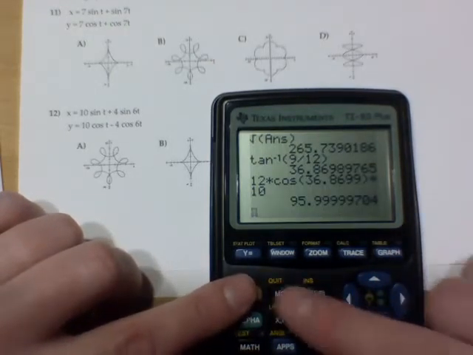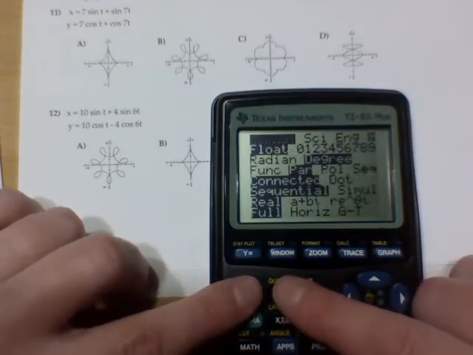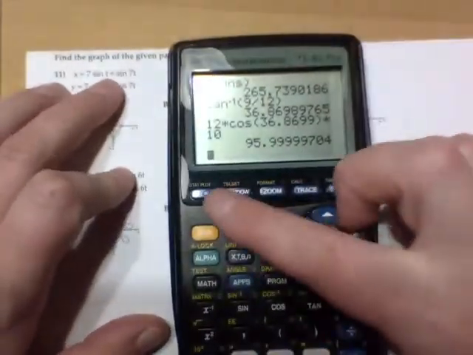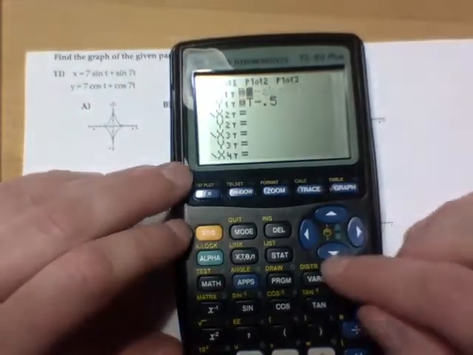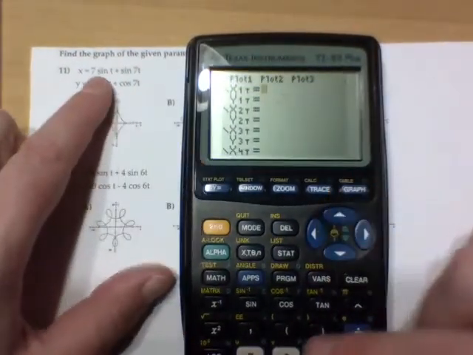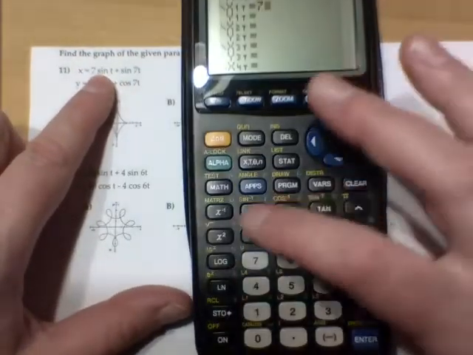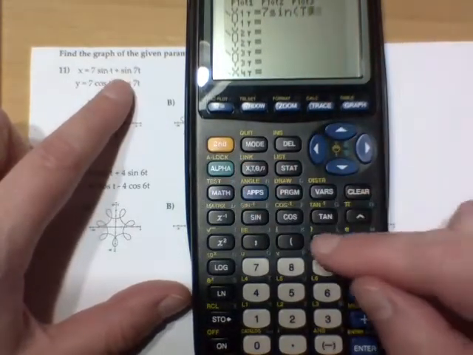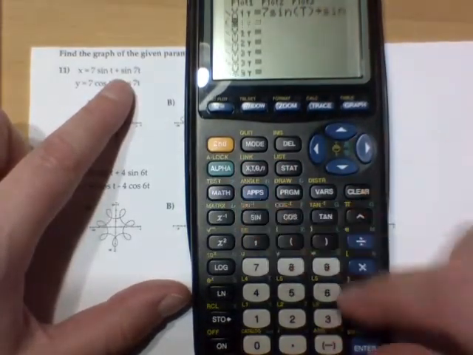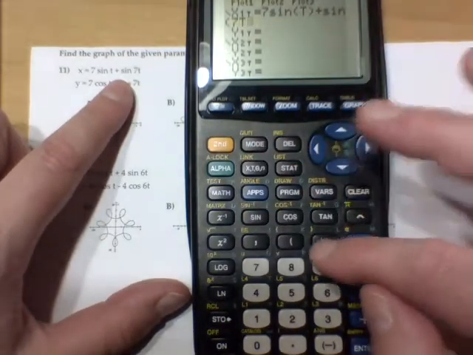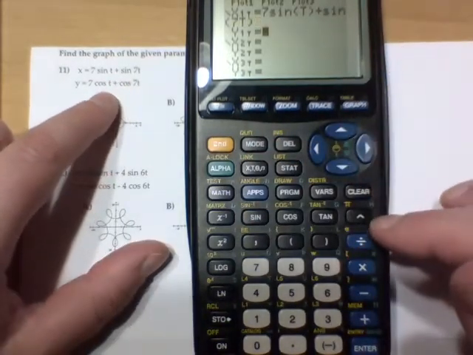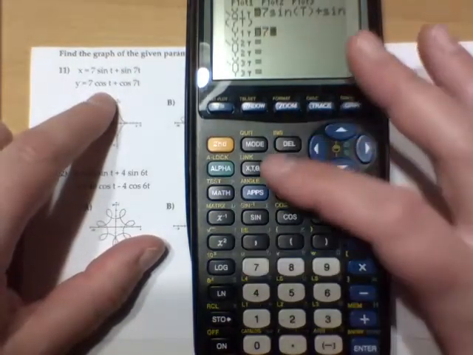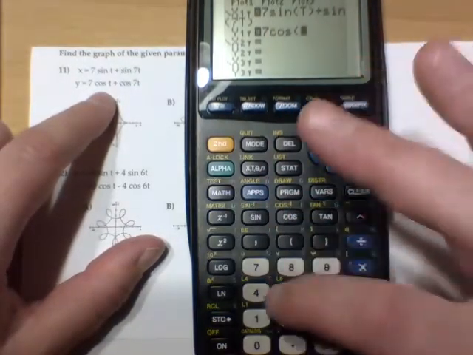All right. It feels like I didn't press that. Okay, I did. So the first things that we're going to graph here are not those. We're going to graph 7 sine of t, and t is our variable here, plus sine of 7t. And then the second graphing part is 7 cosine of t.